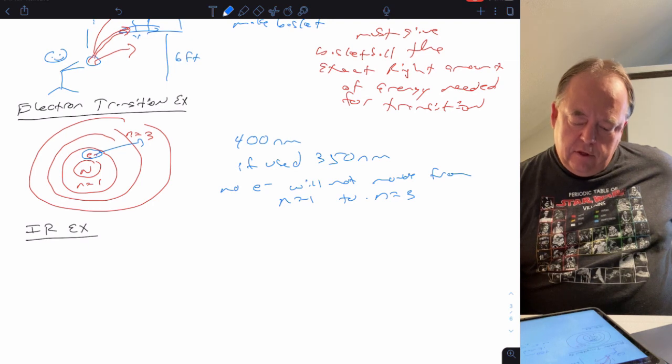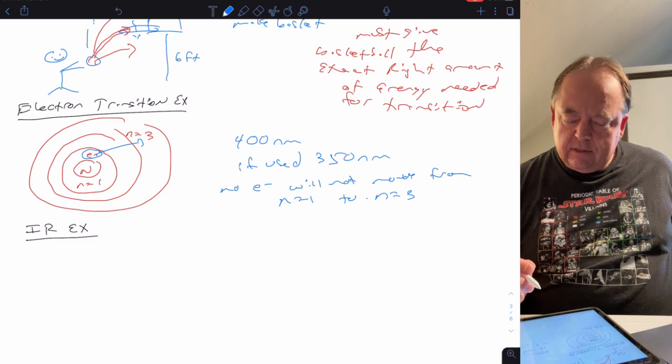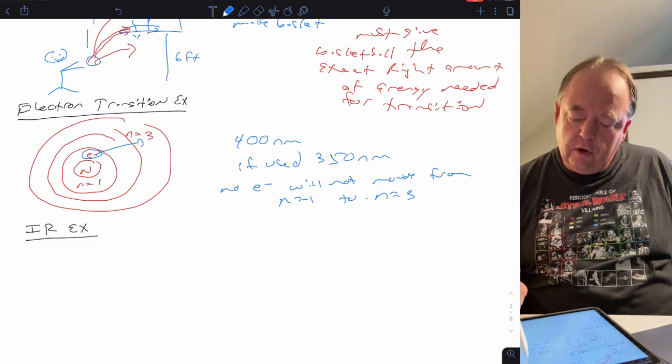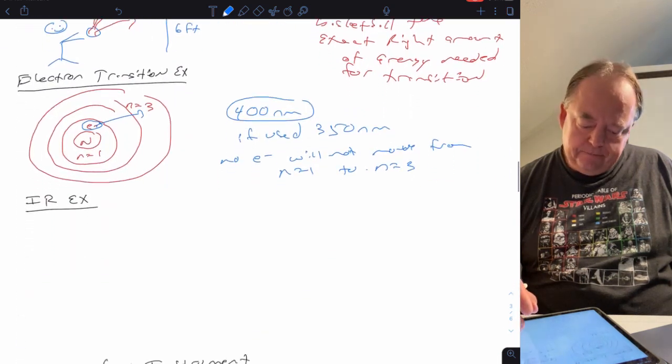If that's the only thing the energy could do, excite an electron from n equals 1 to n equals 3, it's not going to happen, because it needs 400 nanometer light. That's basically what it means for energy to be quantized.